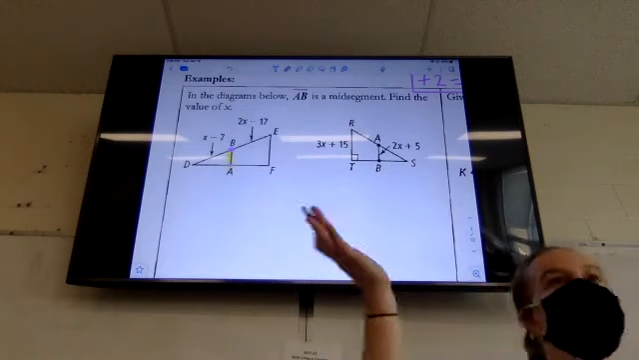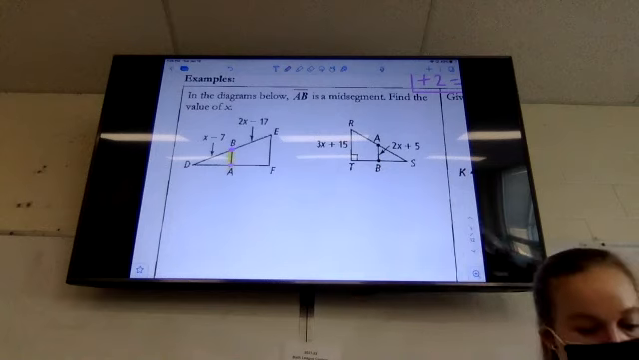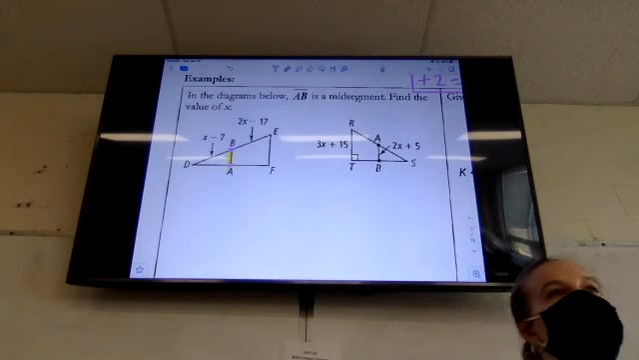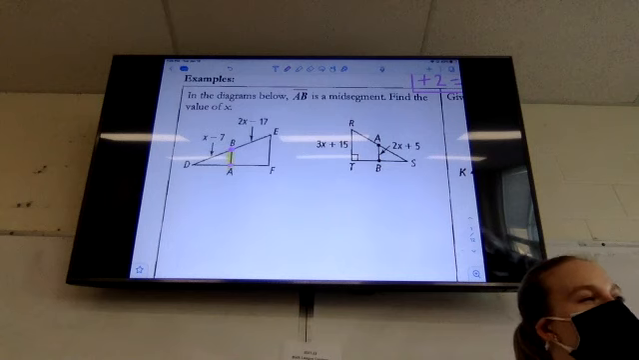Absolutely. Midsegment is made up of midpoints. If AB is the midsegment, then that means A and B by themselves are midpoints. Okay, now we want to find the value of X. Why was it helpful that we stopped and figured out that B and A were midpoints, Rosie?